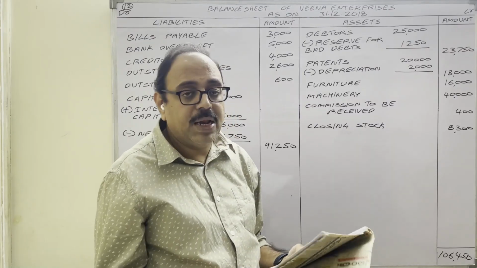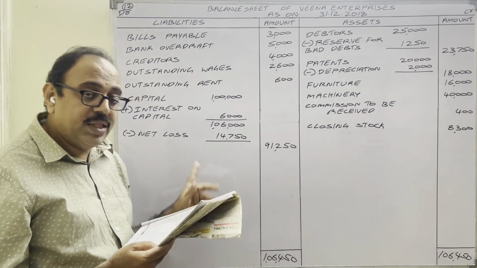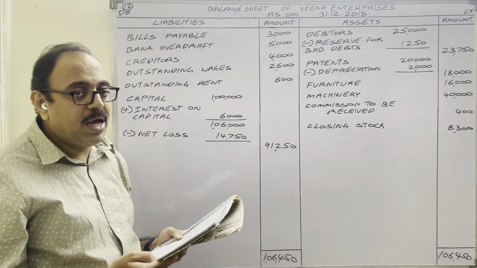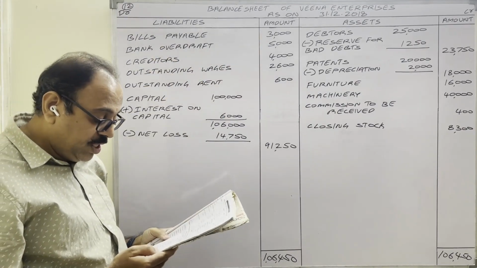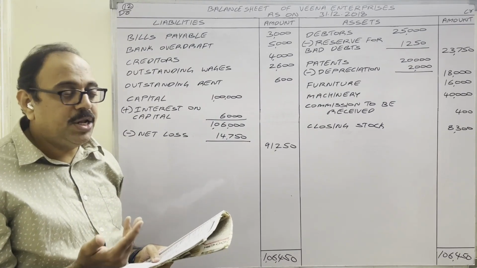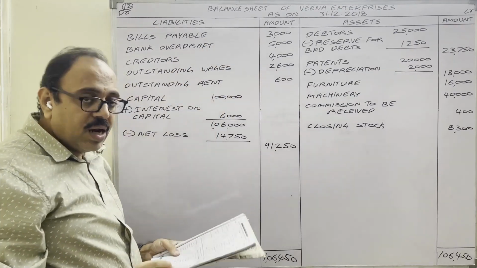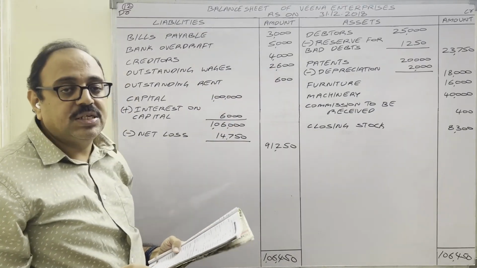Now credit balances, means liability side. Capital, at the end we show. Return, sales, bills payable, liability, bills payable 3,000. Commission, discount, bank overdraft. From the bank we have taken a loan, liability, so bank overdraft 5,000. Creditors, liability, creditors 4,000. Outstanding wages.